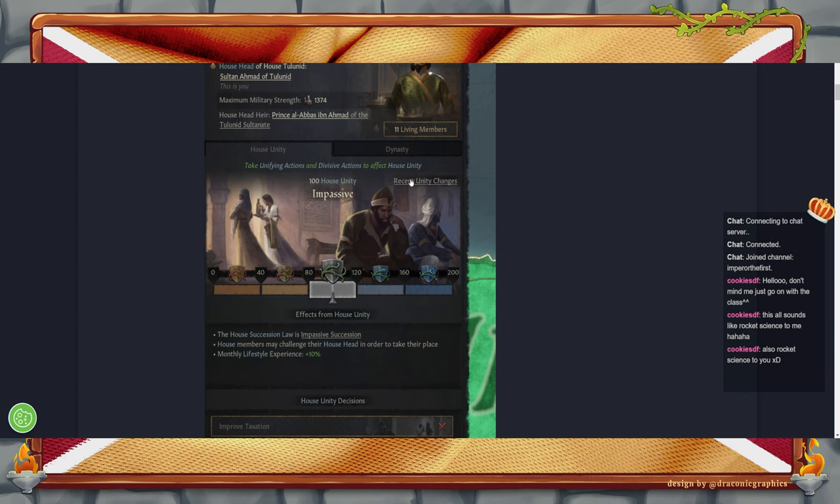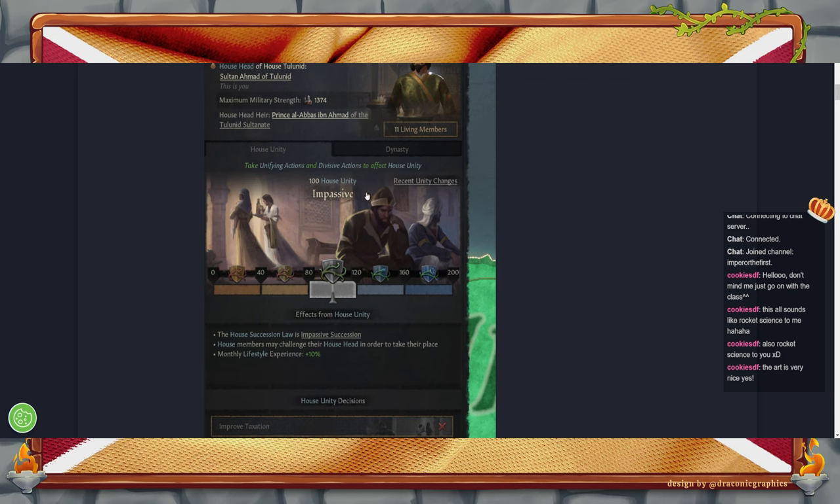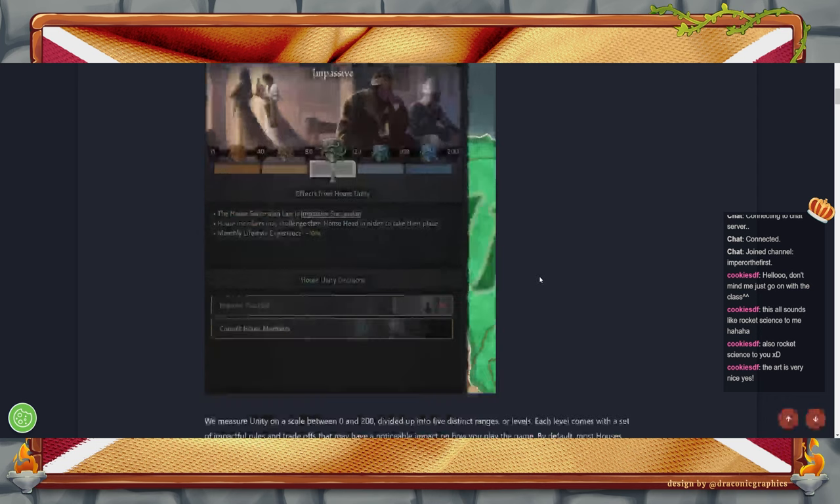Looking good. Recent unity changes. The house is in impassive. I would say this is good. This is probably bad. Like, this looks like it's withering and this is clearly flowering and eventually blooming. So I like this plant symbolism they got going here. Yeah. Also blue with water, right? And the dried out desert dirt. It's just, I like this. That's nice symbolism.